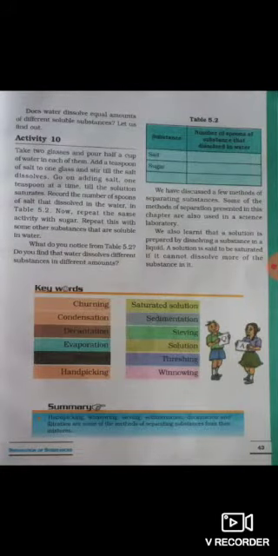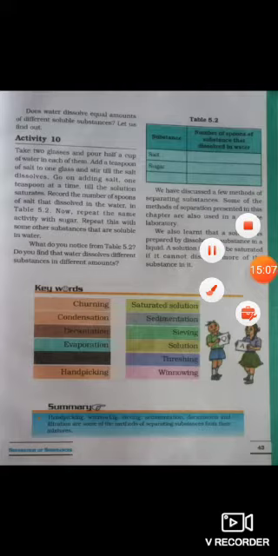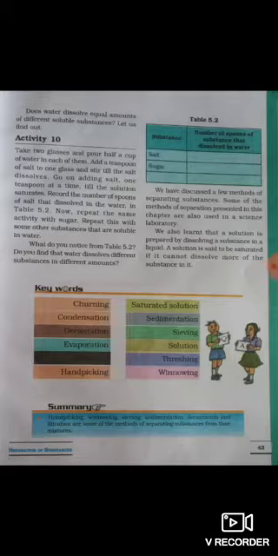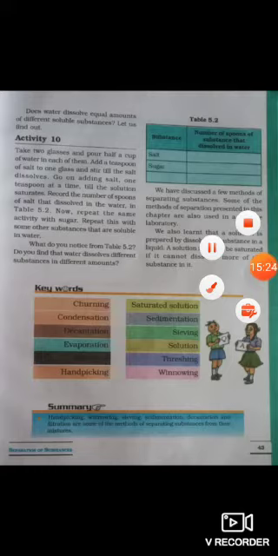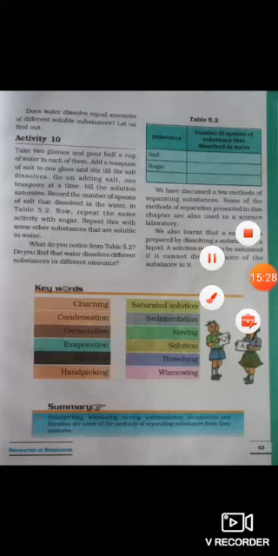You may be able to dissolve 2 spoons of sugar in a glass, but 3 spoons of salt in the same glass of water. So water dissolves different amounts of soluble substances in it. Okay, understood? So with this we completed chapter 5 of science, that is separation of substances.